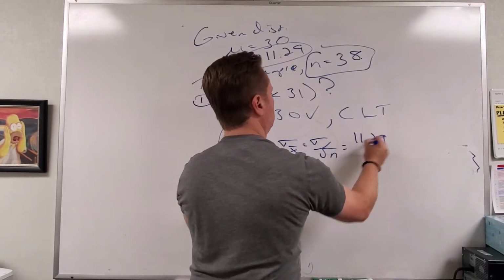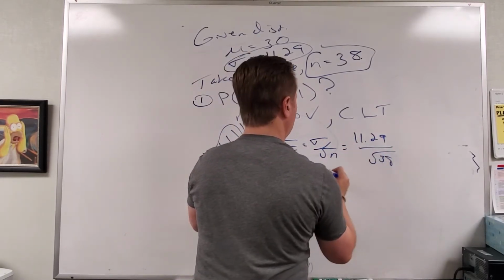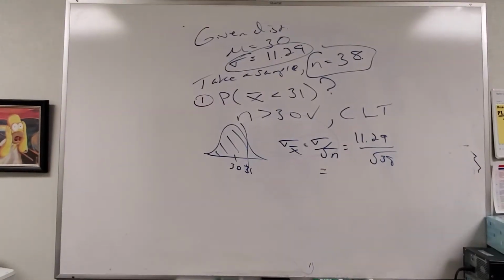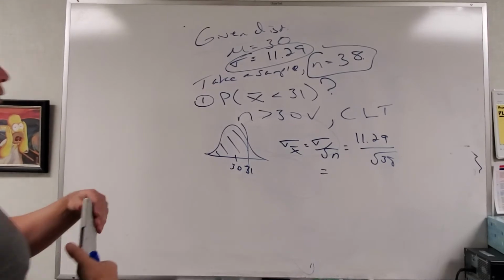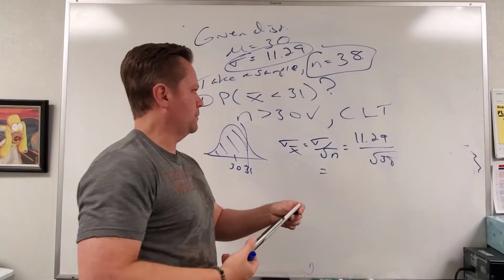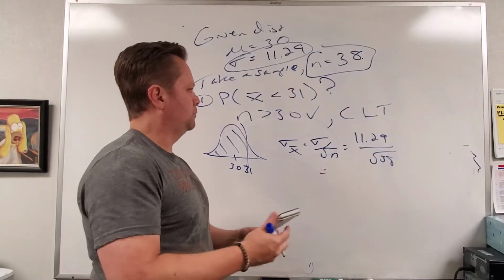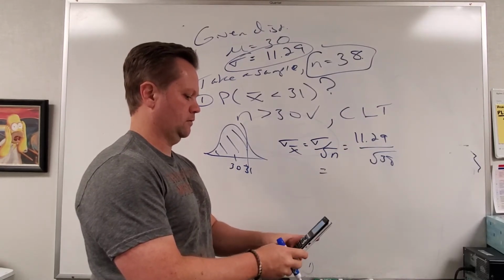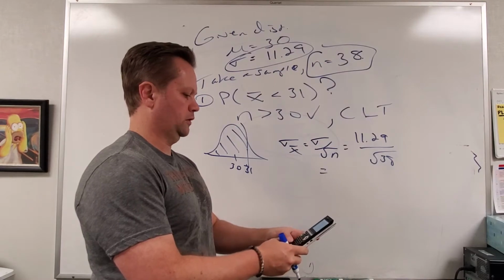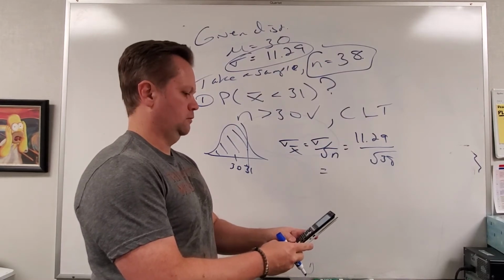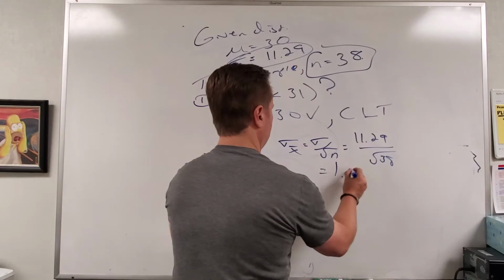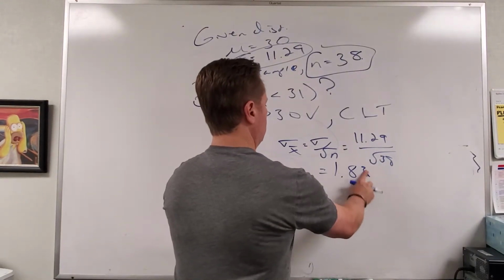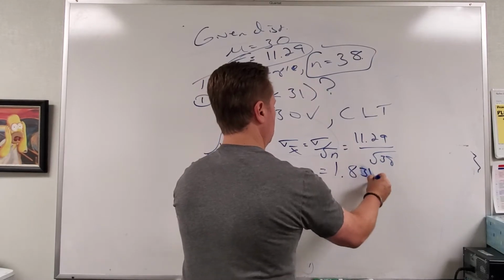So it was 11.29. When I divide it by the square root of 38, here's the other thing. Calculator helps. I would estimate this to be 1.8. Let's see how close I get. Oh, the suspense. All right, 1.831.